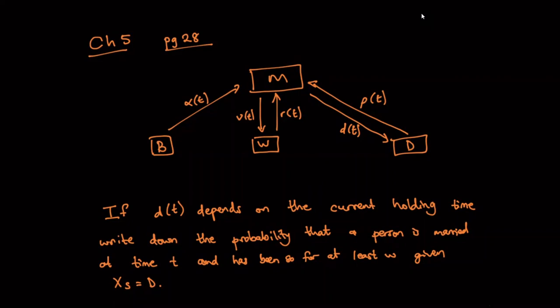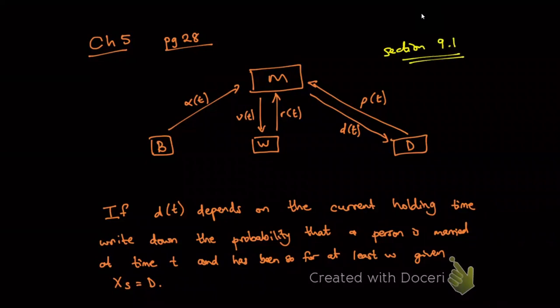Okay, hi. So in this video, I'm going to discuss the marriage model from section 9.1. And we're going to look at how we adapt it if we have some rates now not only dependent on time, but also dependent on the time that you have been in a certain state for. So that is called CT, which is the current holding time in a state.